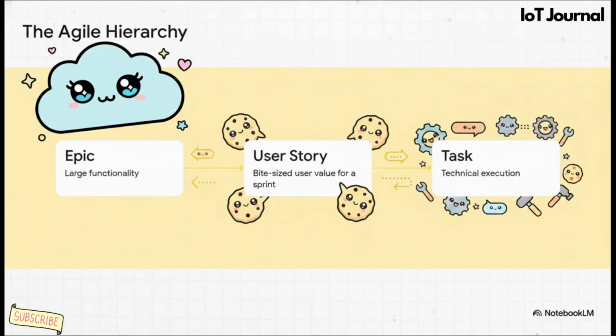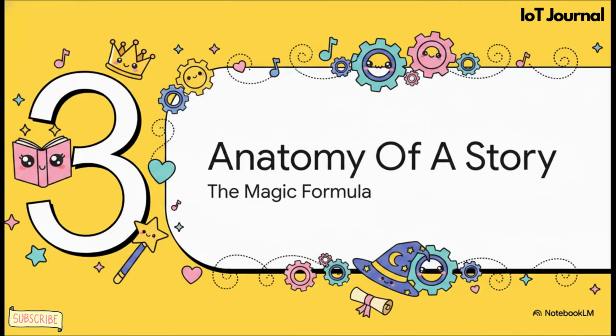Let's clear up a super common point of confusion right now. How do user stories fit into the broader picture? At the very top, you've got epics. These are the big, massive chunks of functionality, way too big for just one sprint. You break an epic down into user stories, which are bite-sized pieces of value you can realistically finish in a sprint. And then finally, developers break those stories down into tasks, which are the granular technical steps needed to actually get it done.